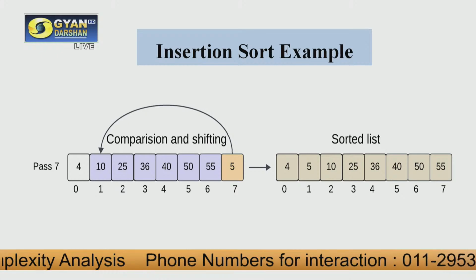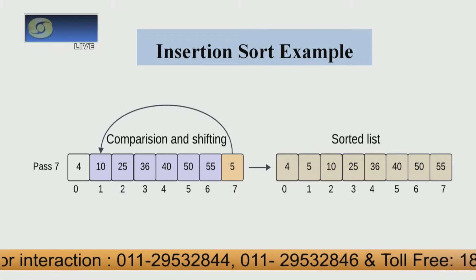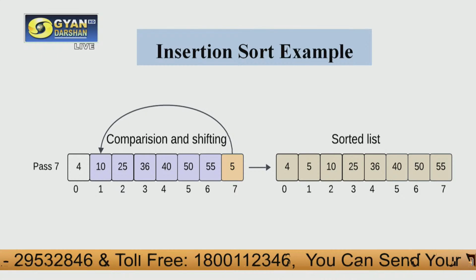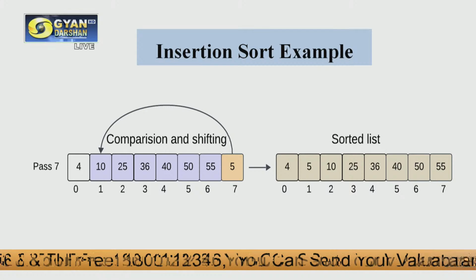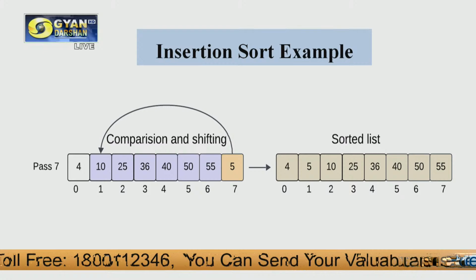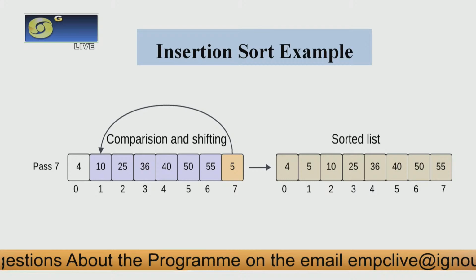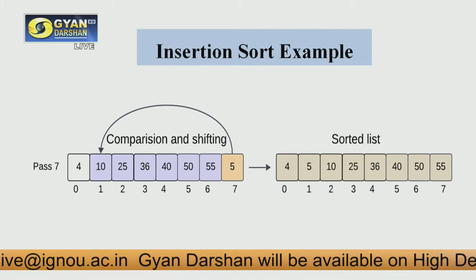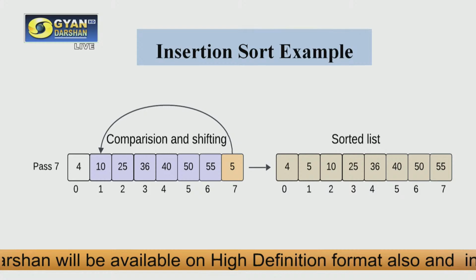So here we can say that 5 is smaller than 10, and as soon as it is compared with 4, it is greater. So all the elements from the second position till the second last position, where 55 is stored, are shifted one place toward the right, and the second position is made free for inserting the element 5. After doing this, we see that all the elements are now exhausted, and thus we got the sorted list.